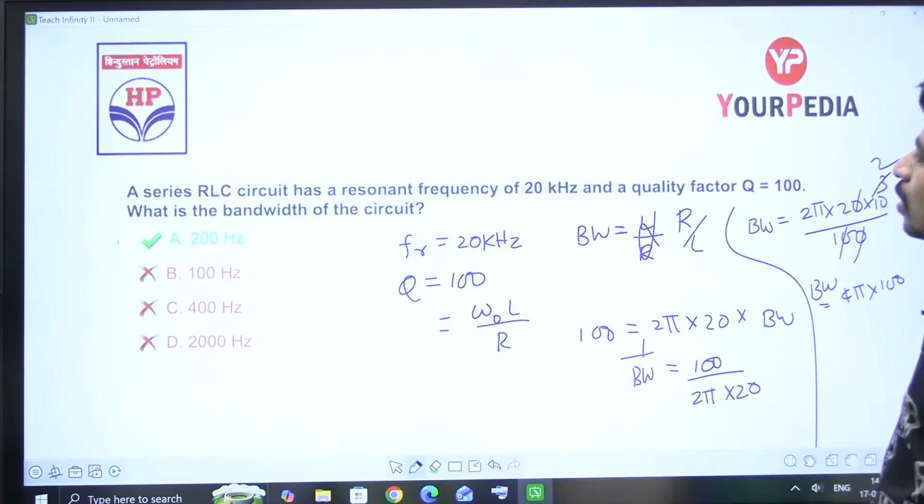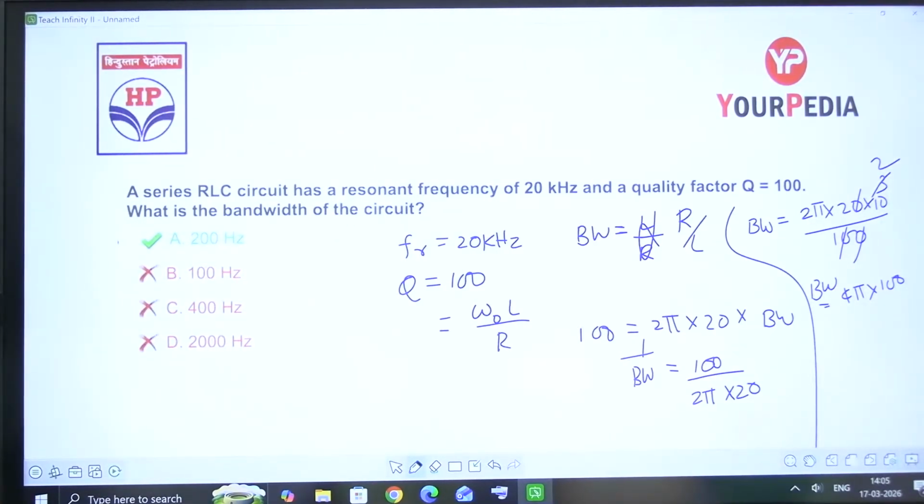Yes, the relationship between bandwidth and quality factor. First of all, he is saying series RLC, he is not saying series RL. Series RLC he is saying, right? Now, what was the bandwidth formula of series RLC circuit?